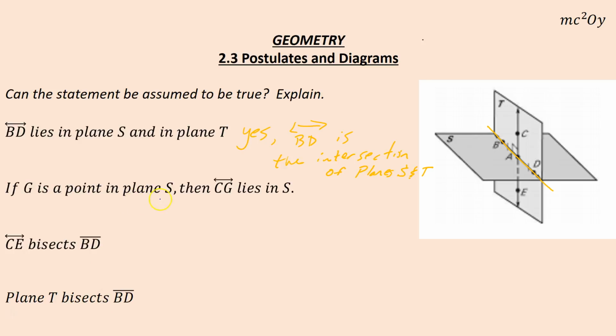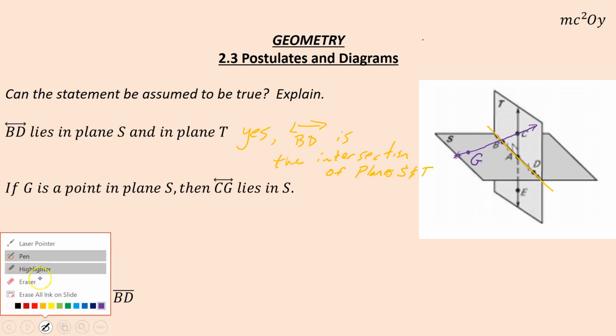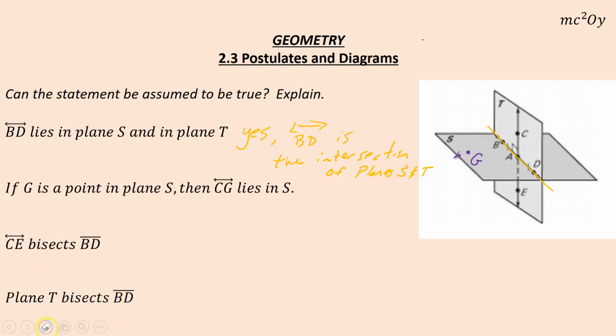If G is a point in plane S, then CG lies in S. So let's go ahead and just make G a point. Then CG, that would be this line right here. It would extend from G all the way up through C, and it would punch through plane T at that point. So if I'm going to do this accurately, I should have it start here at G, go up to C, and then I should see a dashed line as it punches through. So it comes out the back there.